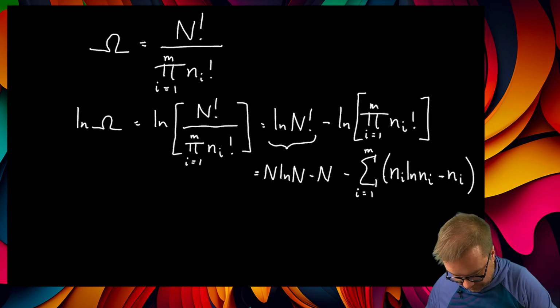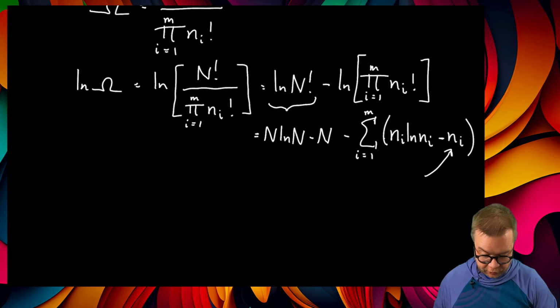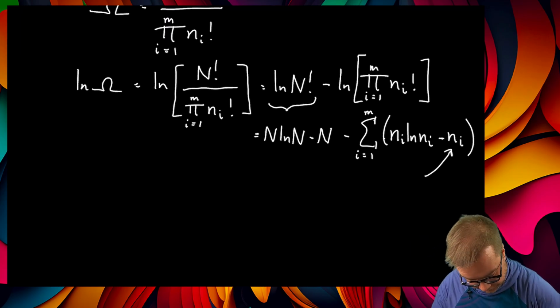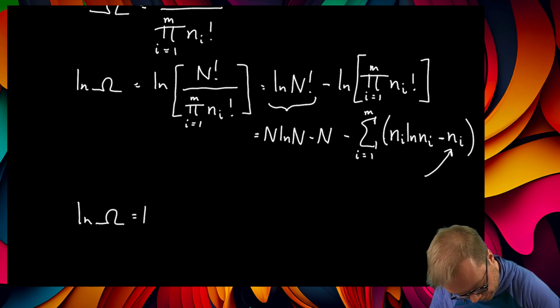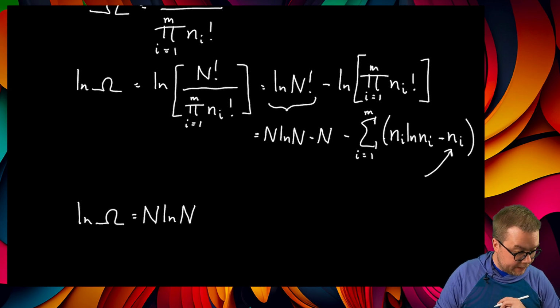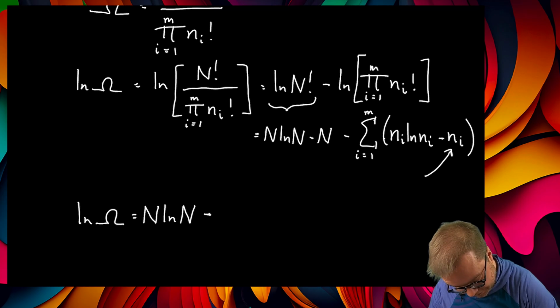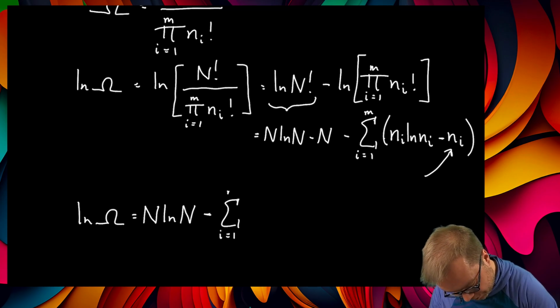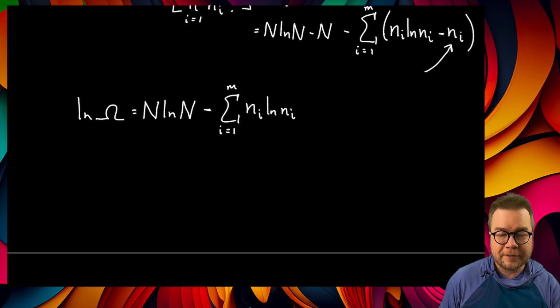Okay, so we've got the sum. Clearly, if we sum up n sub i, so if we sum up this second term, we're going to get n total. And so this is going to simplify completely so that we've got log omega is equal to n log n, and then minus that sum, right? So we're going to get minus the summation as i goes from 1 to m of n sub i log n sub i.